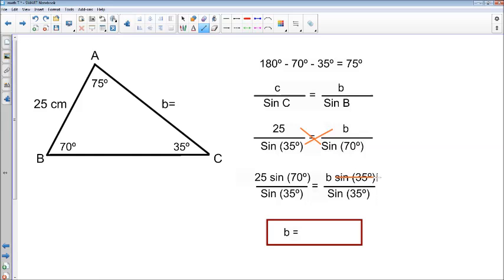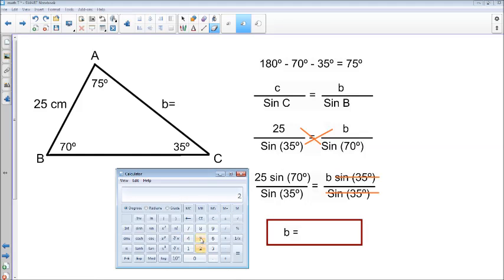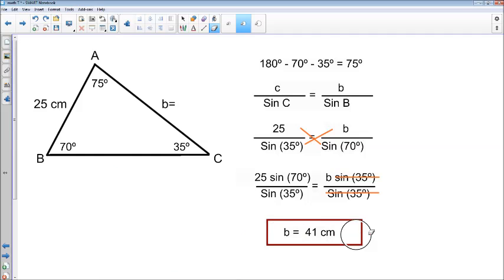Now we can cancel sine 35 because we need B by itself. And now you just have to pop it on a calculator and get the answer. So the answer is 41 centimeters because we have to round it. And now the side for B is 41 centimeters.